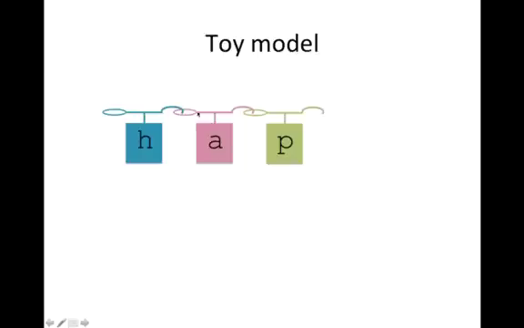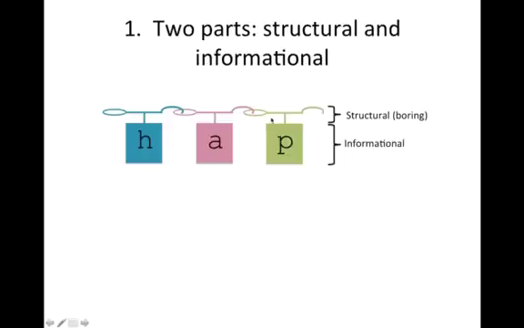Okay, so let's make a toy model of this so that we can talk about it a little bit more. And so a couple of points that I want to make about this that also apply to DNA and nucleotides is that first, this chain of letters has 2 different components, right? 2 different parts. Down here it has the informational part where we've got the different letters that we can actually use to spell words. But it also has this structural part, the kind of the boring part that just is necessary to link everything together.